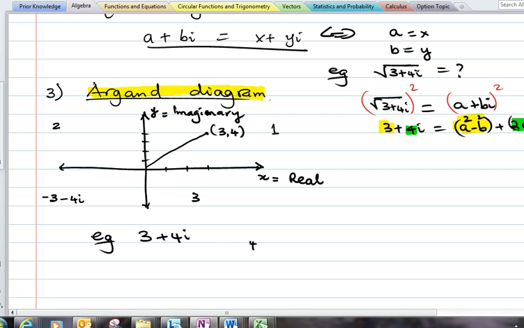So a number like 3 minus 4i would be found there, and it would still be the same as in the first case, where you treat the origin as just the origin, and you treat the two parts, the real part as the x value and the imaginary part as the y value.